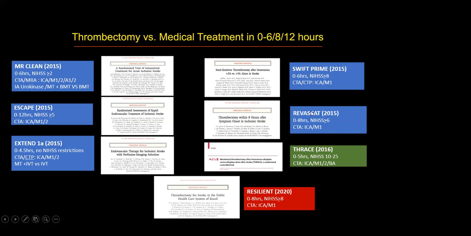The same goes for the REVASCAT trial as well. And the THRACE trial is the mechanical thrombectomy after IV alteplase versus alteplase alone after stroke. Again, it shows there is more superiority when it is combined with mechanical thrombectomy. So the 2020 RESILIENT trial, which is thrombectomy for stroke in the public health care system of Brazil, again shows that thrombectomy is superior.